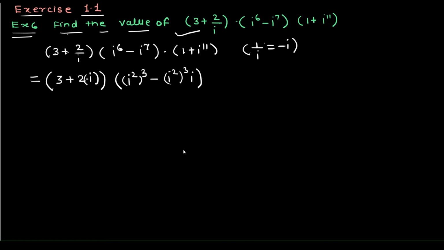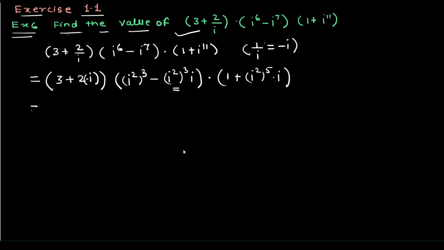So the complete term will be i to the power 7 into 1 as it is, and then plus i to the power 11, which is i squared to the power 5 and then into i. So it will be i to the power 10 plus 1, that is 11.